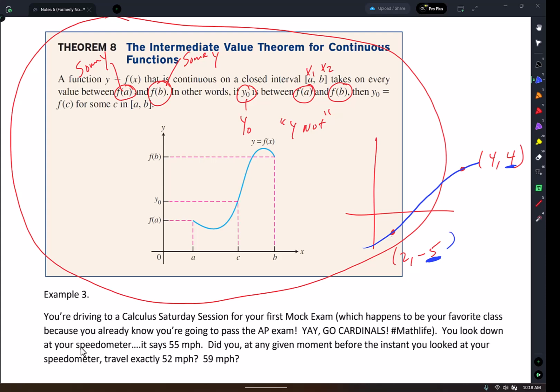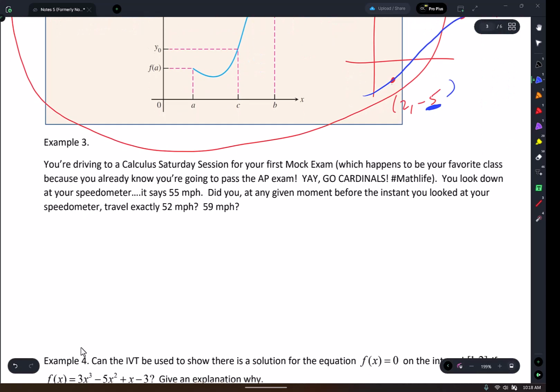You don't know how many times you crossed it, but you know you definitely crossed it once at the very minimum. Does that make sense? Okay, that's all it's saying. So let's see what this scenario here says.